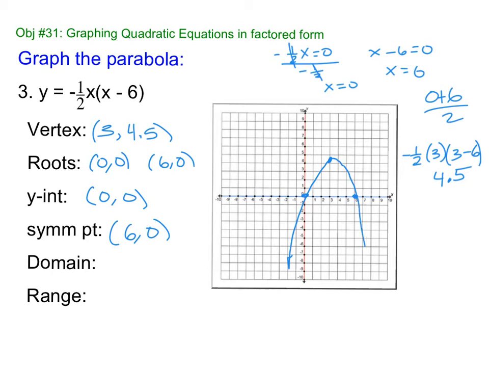So we don't have a lot of points here. That's okay. Domain. Again, negative infinity to infinity with every parabola. Range. The lowest thing on here is an arrow, so negative infinity. And then the highest point is that y value, 4.5. Make sure you put a bracket there, because a bracket means it can be equal to it.